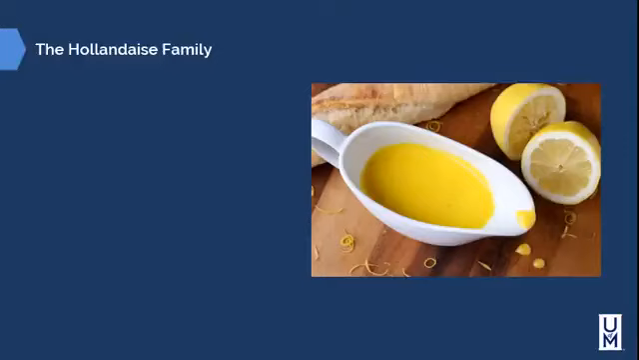Hollandaise is a creamy, buttery, rich sauce with a touch of lemon juice and a dash of spice of cayenne or hot sauce. This technique for making this is different from any of the others. This is an emulsified sauce with egg yolk as its primary thickener.